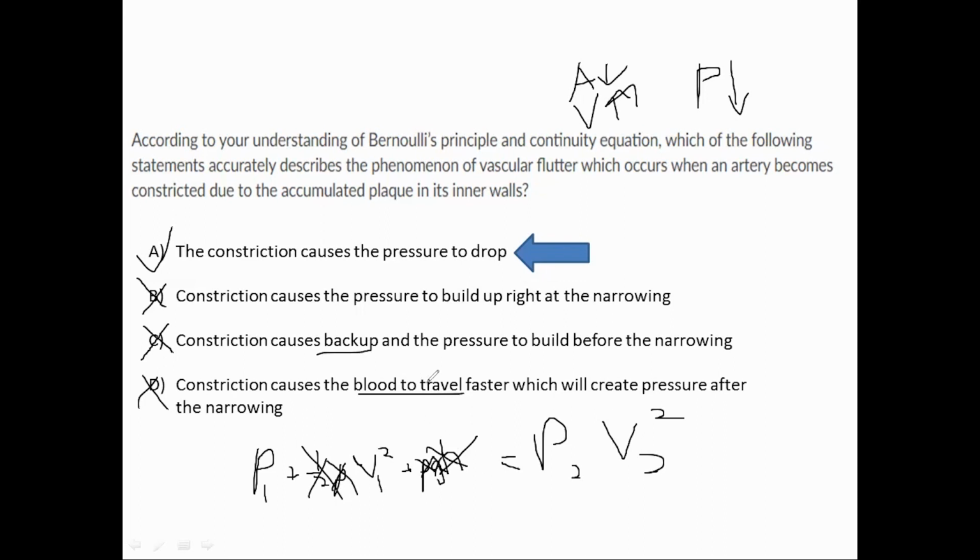And right after the narrowing, the velocity will just go right back to normal after the constriction, right? Because if we draw it again like this, if we look at this moment and this moment, rather than one of the moments here, the area is the same, that means velocity is the same. The area here and the area here are the same. The continuity equation states velocity here and velocity here will be the same as well.